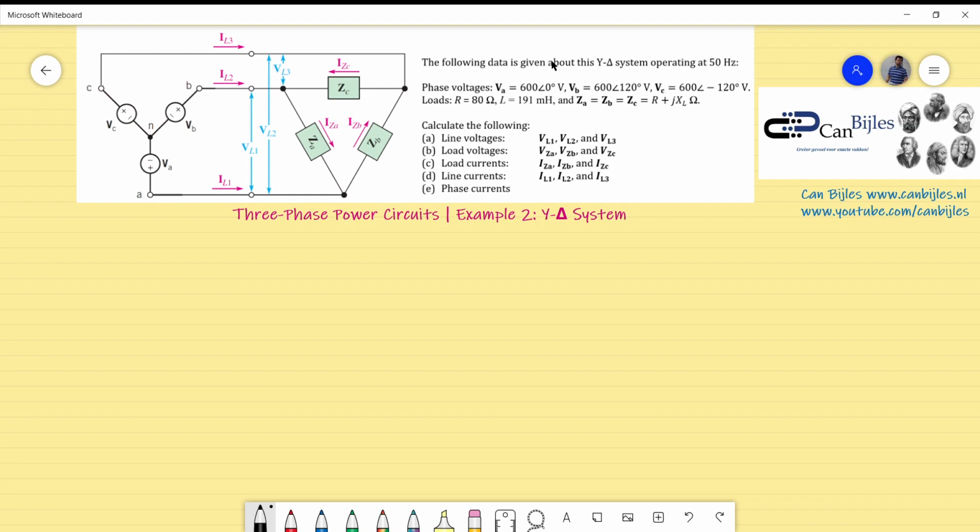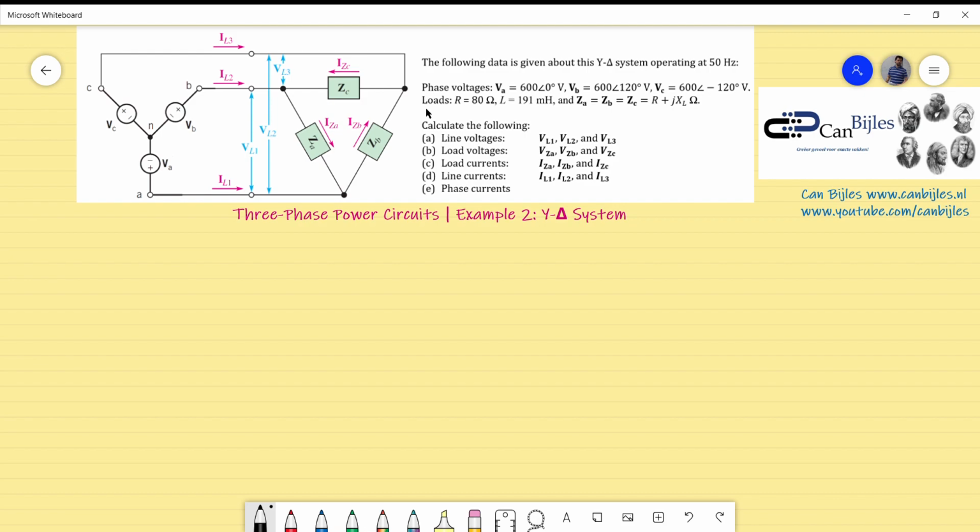The following data is given for this Y-delta system. It is operated at 50 Hz. The phase voltages have an amplitude of 600 volts, each of them. And the phases are 0 degrees, 120 degrees, and minus 120 degrees. We have discussed this in detail in example number 1 also.